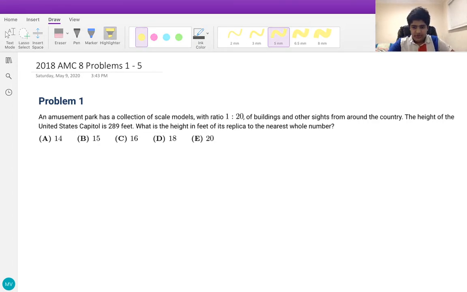This is Vishnu Manjipudi, and today we will be solving the 2018 AMC 8 problems numbered 1 through 5. Let's begin with problem number 1.